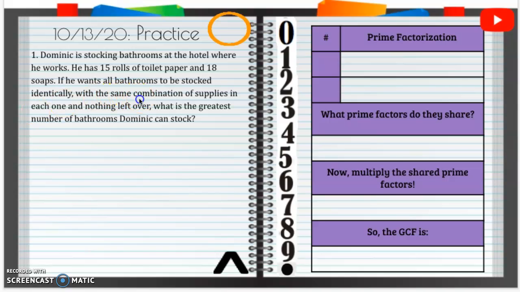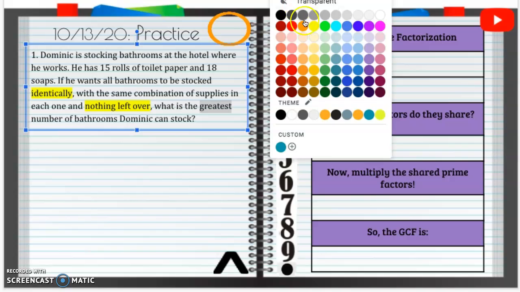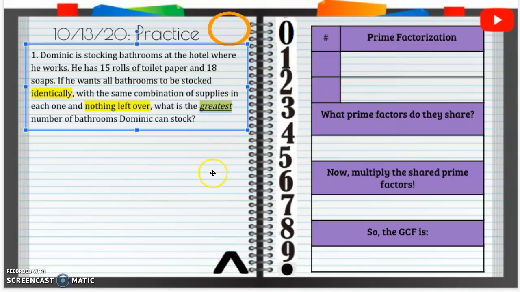So, what we're going to do, let's take a look. He wants them to be stocked identically, which I get because you don't want one room to have more than another room, and then you'll have people complaining. So he wants them to be the same, with the same combination and nothing left over, so no leftovers. That's also important because obviously he would want to use them all. So what's the greatest number of bathrooms that he can stock? Greatest common factor!